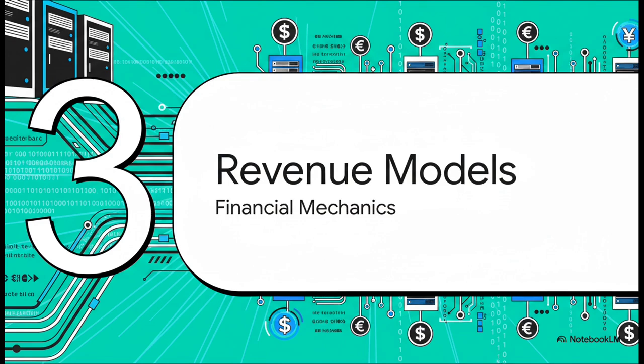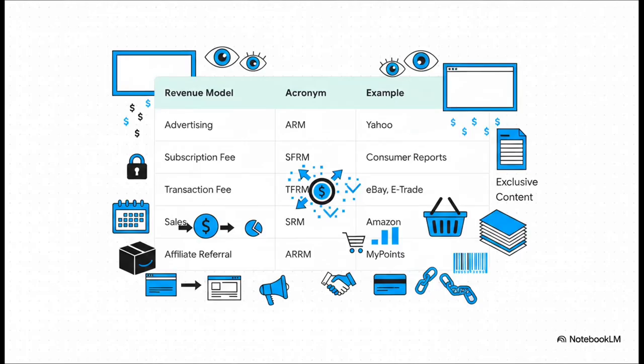Section 3. Revenue models, or the financial mechanics. Notice how these abstract academic acronyms translate right into bottom-line reality. Think about it. If you're Yahoo, you offer content to draw eyeballs, and then you charge advertisers for access to those eyeballs. That's the advertising revenue model, or ARM. If you provide high-value, exclusive content like Consumer Reports, you're using a subscription fee revenue model. Then you have companies like eBay or E-Trade that sit right in the middle and take a cut for enabling a trade. That's the transaction fee model.